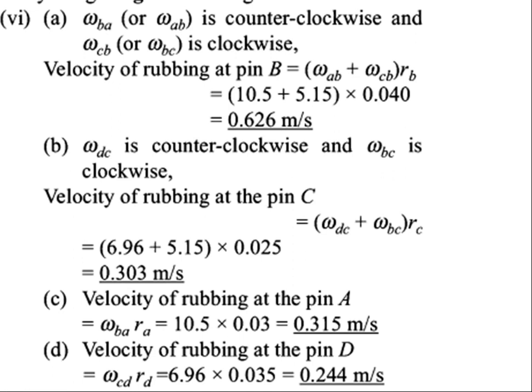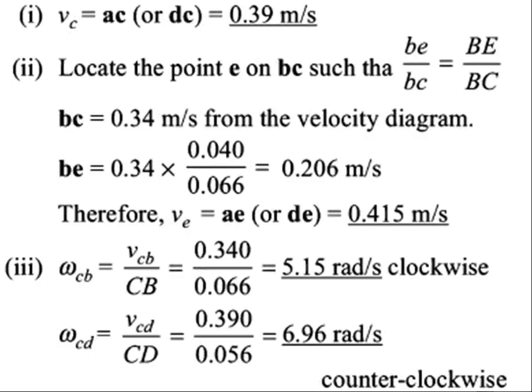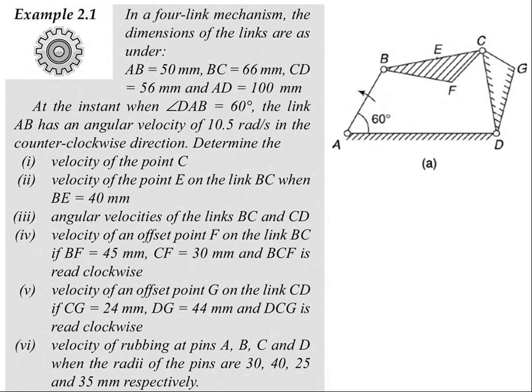Which are you asking, DC or BC? Yes, sir, BC. DC is counterclockwise only here. For this we have taken counterclockwise only. BC is clockwise because the ternary link is there, and that is coming downwards. Because it is having a ternary link here, if this is moving like this it will come downwards, right? And this is going to rotate like this.